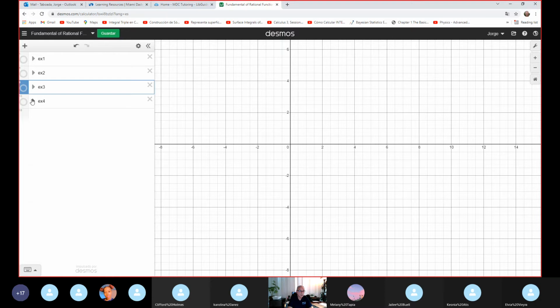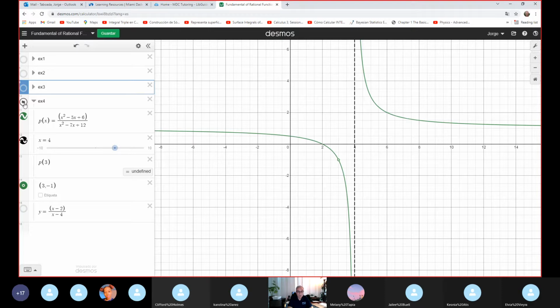And finally, the famous example 4. We have a hole and we have an asymptote. Let me see how it looks. Well, it looks like that. Boom. Okay, this is the original. I put the curve in green color. This is the curve I investigate.